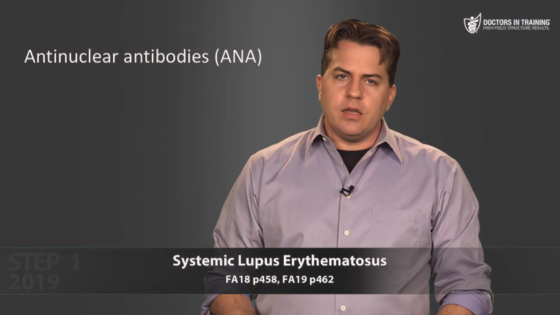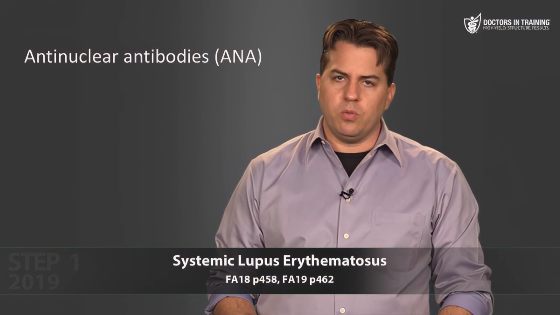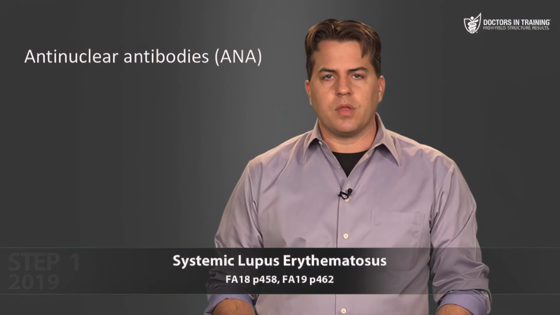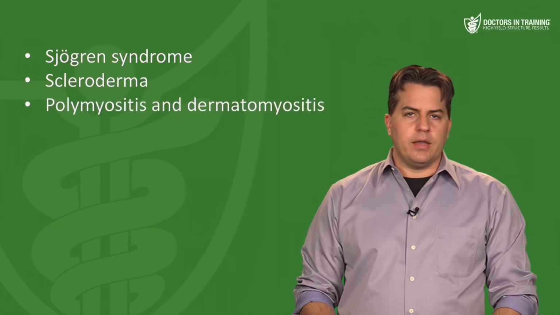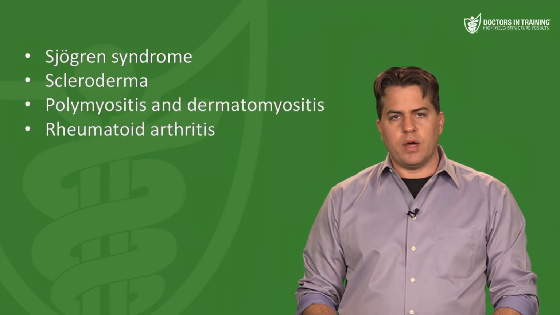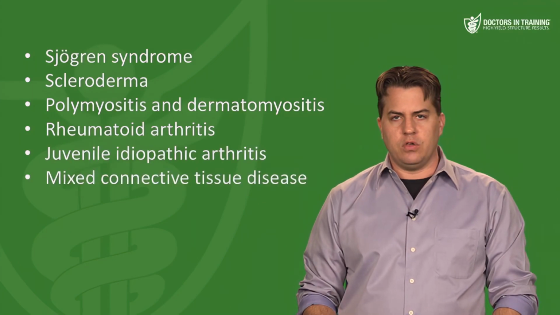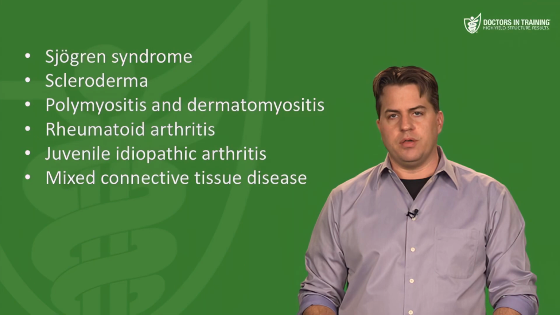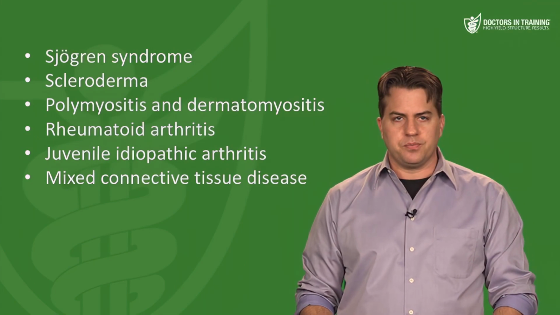If the ANA is negative, you're much less likely to have lupus. If it's positive, it could be lupus or it could be something else. So what else has a positive ANA? Sjogren's syndrome, scleroderma, polymyositis, dermatomyositis, rheumatoid arthritis, juvenile idiopathic arthritis, and mixed connective tissue disease can all be associated with a positive ANA. So again, ANA is sensitive but not specific.